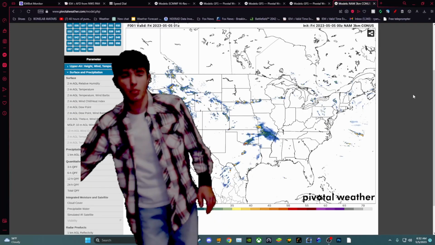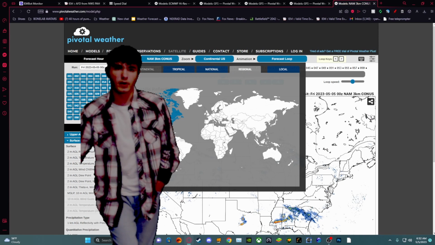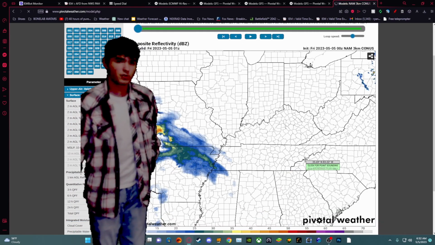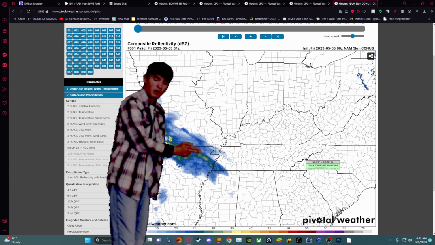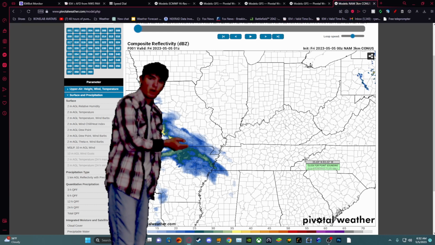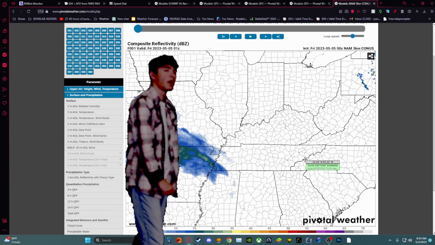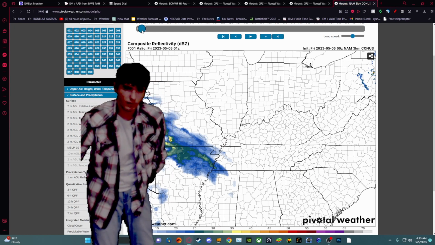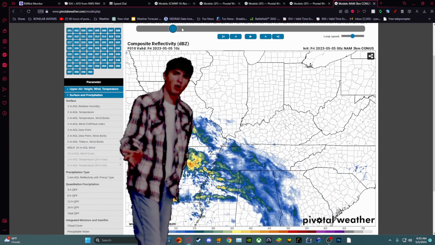Anyway, we're looking at the NAM 3-kilometer CONUS right now. We're going to take a look at the rest of the forecast for today, weather-wise. As you can tell, general showers moving into our area. Again, this model is around 3 hours old. This rain shower is on top of us right now. So that is early Friday morning. You can see it hang around until around 12 p.m.